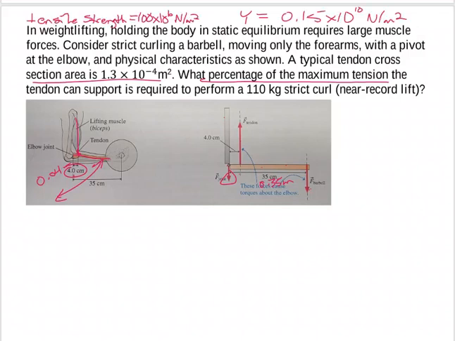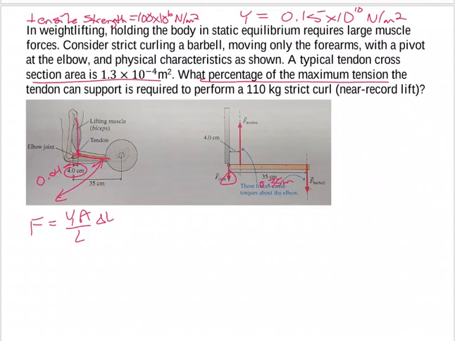All right, so we have tensile strength is 100 times 10 to the 6th newtons per meter squared for a tendon, and the Young's modulus is 0.15 times 10 to the 10th newtons per meter squared for what we're talking about. So now we have F equals Y, Young's modulus, times the cross-section area over L times delta L. We can write it like this. It's fine.